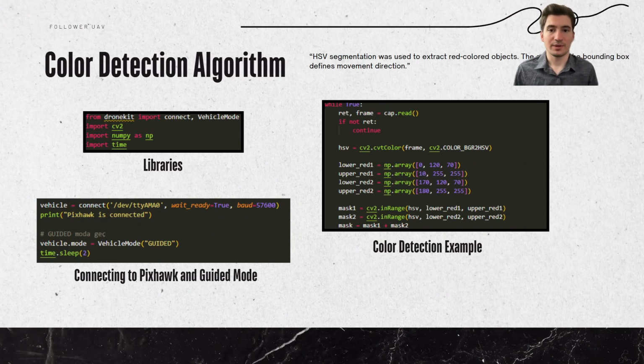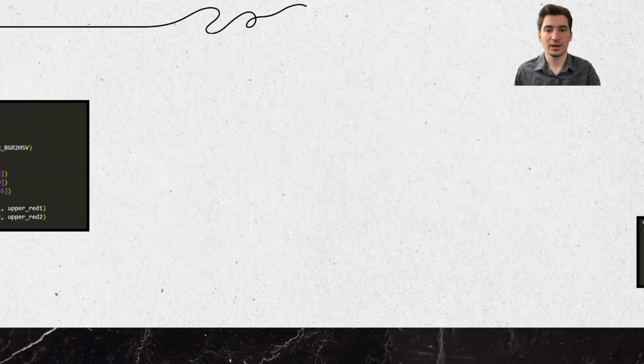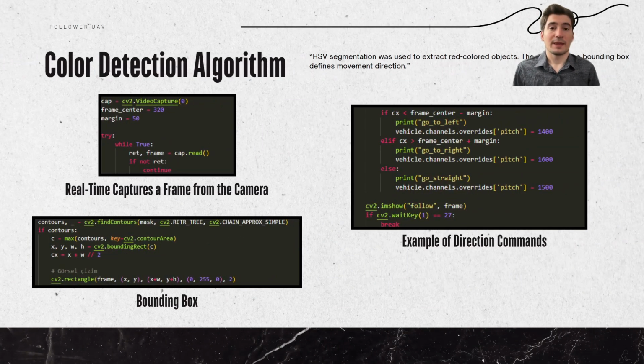Color detection algorithm. We used HSV color segmentation to detect a red-colored person. Frames are converted to HSV and a mask is applied to isolate the red areas. A bounding box is drawn around the target and its center is used for navigation. We adjusted the HSV thresholds by testing under lighting variations. Upper and lower HSV bounds were optimized to reduce false detection. This made the system stable enough for basic tracking. Also, this lightweight method avoids the need for any AI model.